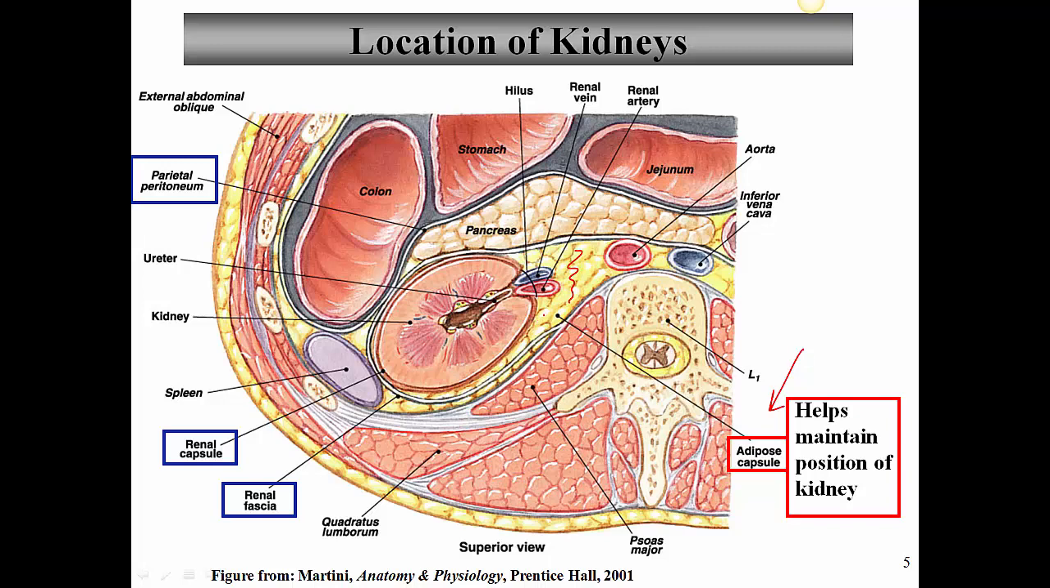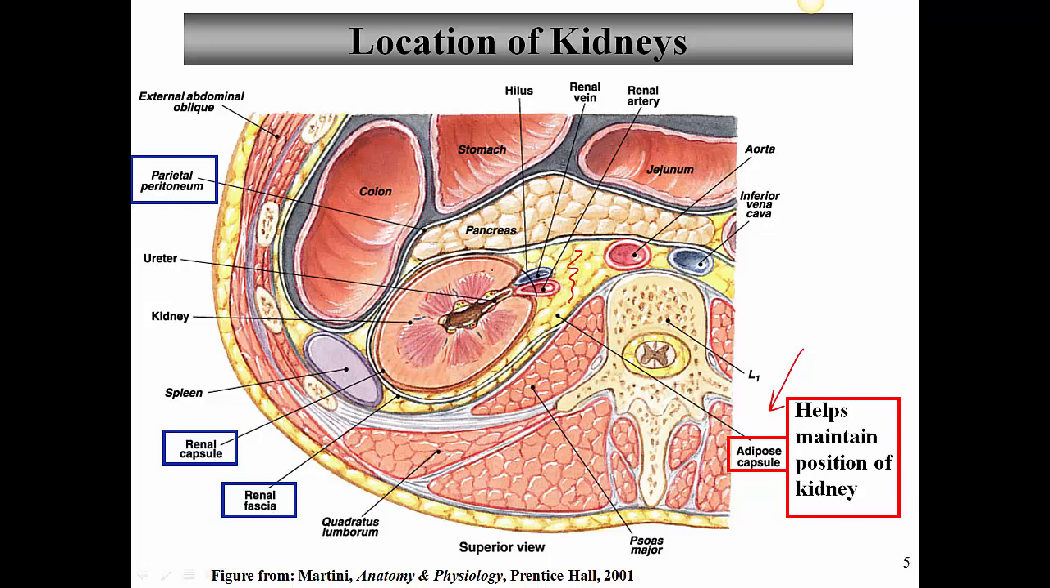In fact, in people that lose a tremendous amount of weight, they lose so much fat that the kidneys actually drop. This is something known as ptosis, P-T-O-S-I-S, ptosis. And what that can do is that can actually kink the ureter, which is the tube coming from the kidneys down to the urinary bladder, and cause a backup of urine in the kidneys.